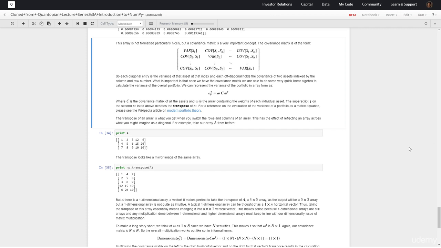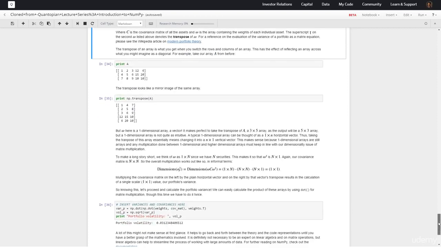The transpose of an array is what you get when you switch the rows and columns of an array. This has the effect of reflecting an array across what you might imagine as a diagonal. For example, take our array A from above. If we print A, this is what it looked like. It's a 3 by 5. The transpose looked like a mirror image. So in essence, now it's 1, 2, 3, 12, 6 down this way, 4, 5, 6, 15 down this way. This is what you mean by transposing. It went from 3 by 5 to 5 by 3.